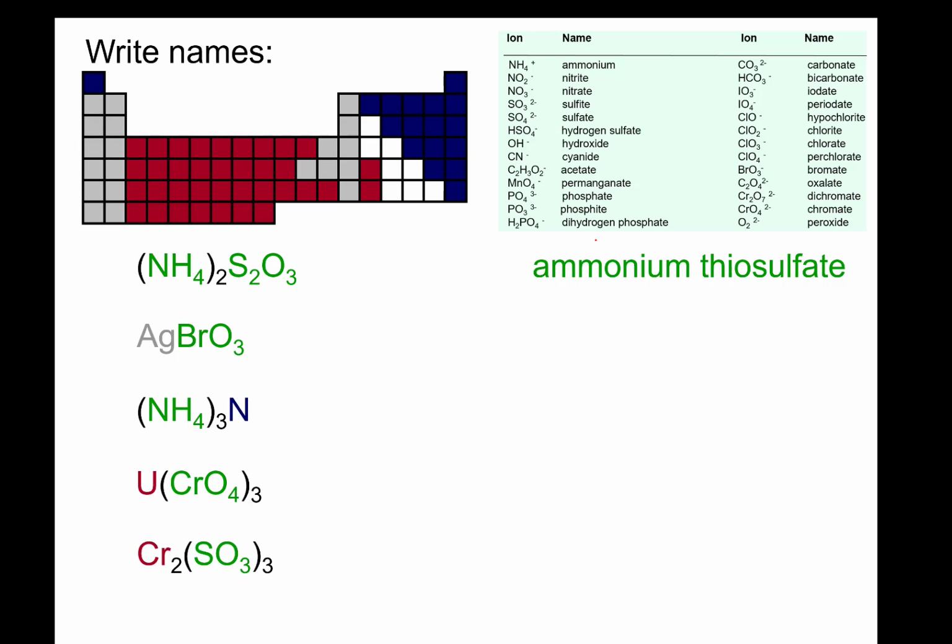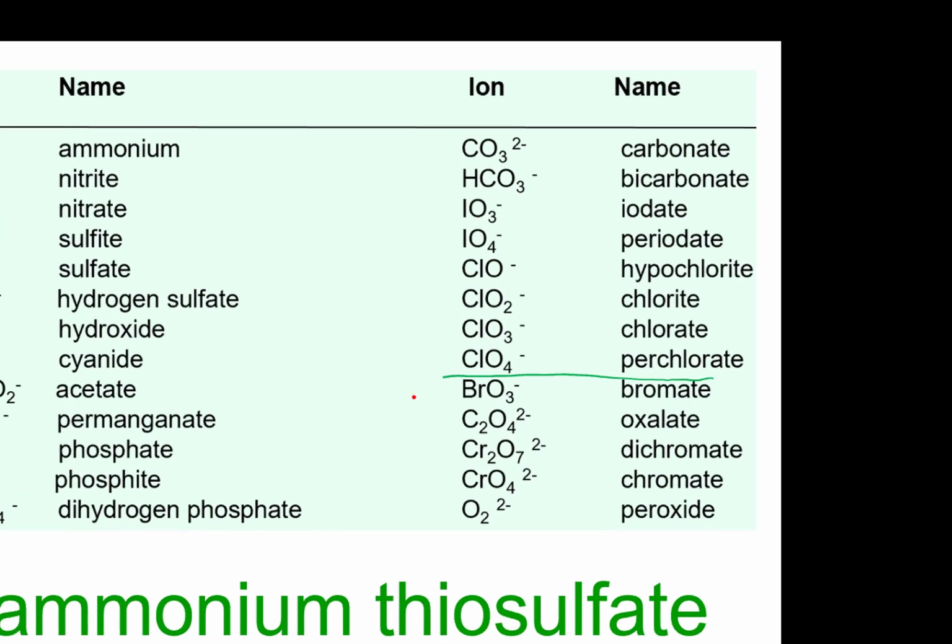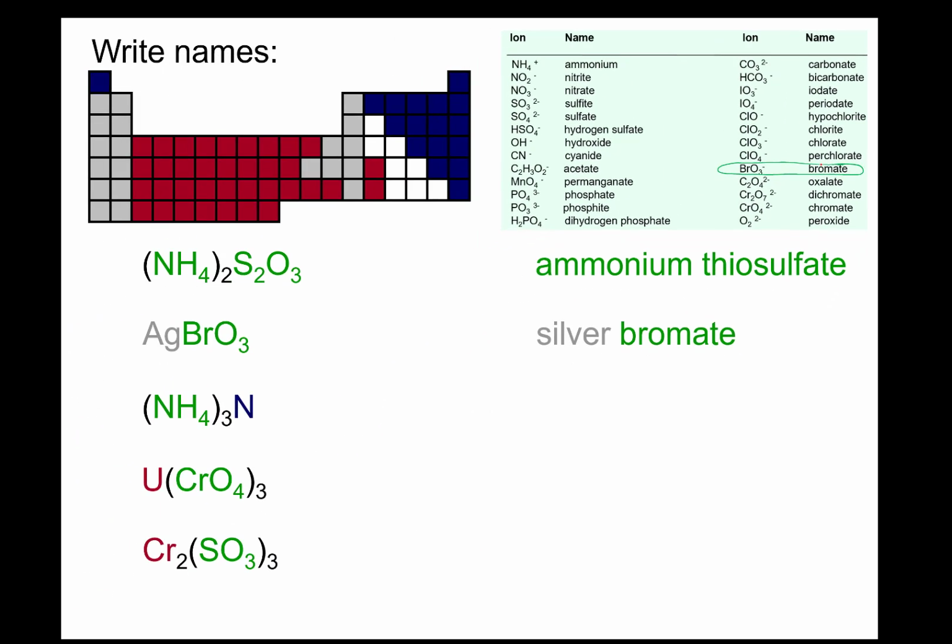Next one, AgBrO3. So we know Ag is just silver. BrO3 is bromate. That is up here on the table. So it's silver bromate. Notice we're not changing the endings of our polyatomic ions. Whatever those names are for the polyatomic ions, they always stay the same. Don't change their endings. Next one is ammonium. And then N is just nitrogen, so we change the ending to IDE. So ammonium nitride.